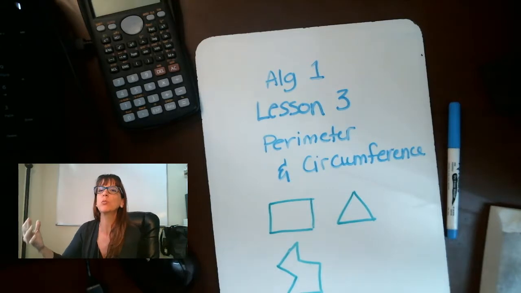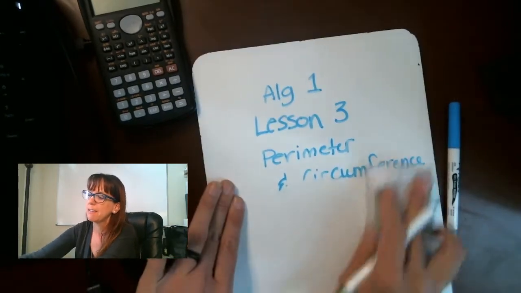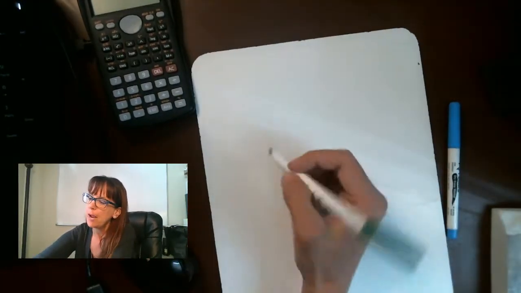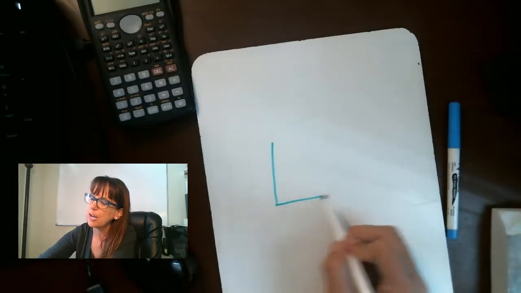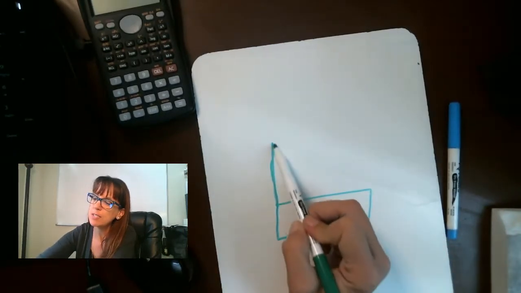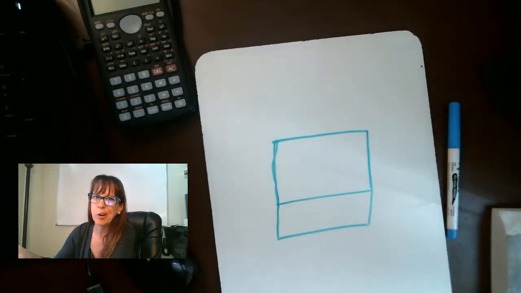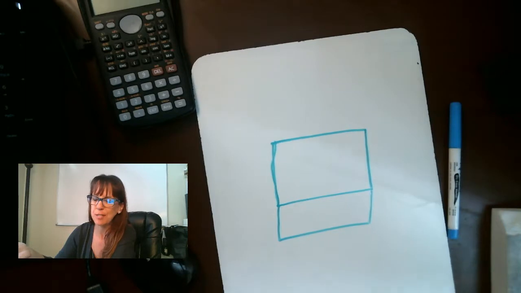Here's in the real world where this comes in handy. Let's say you have to replace the fence that goes around your backyard. And your backyard looks like this. Well, here's your house. We'll say that that's your house right there, okay? And your backyard goes up one side, then over here like this. You can't go to the hardware store without knowing how much fence you need to buy.